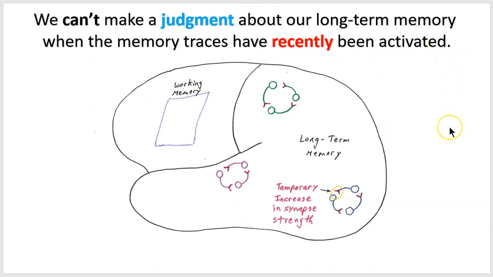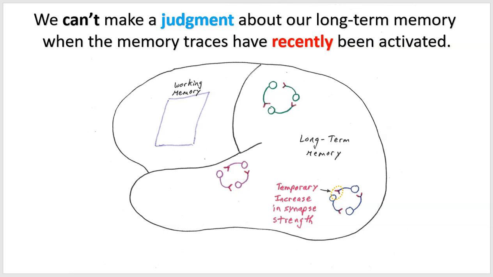So if we're in a study session and we're processing some information, because of the temporary increase in these synapses here, I'm going to feel like I have easy access to that information, and I might mistakenly conclude that that easy access means that I have really strong memory traces in my cortex. But I'd be wrong. It's really just this temporary increase in the strength of these memory traces.